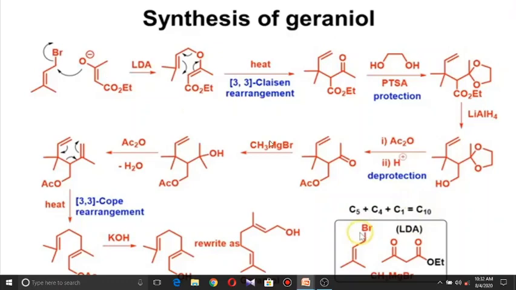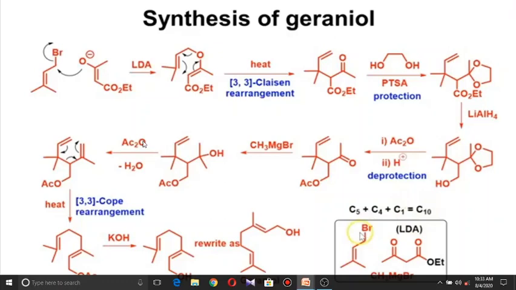Here you can see there are 5 and 4 carbon atoms. That means 9 carbon atoms are present. We need one more carbon atom in geraniol because there are C10 carbon atoms. This can be done with the Grignard reagent, methyl magnesium bromide. We have treated, converting it into a tertiary alcoholic group, and then we can react it with acetic anhydride.